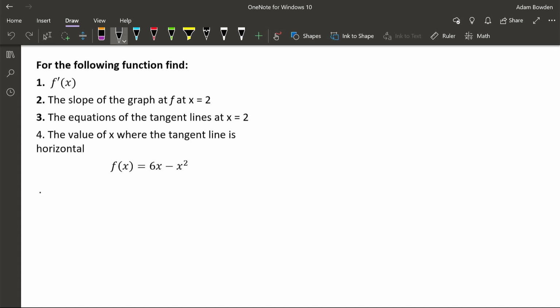Okay, starting out with the first one, we're going to find the derivative of f of x equals 6x minus x squared. F prime of x will equal 6 minus 2x on this one.